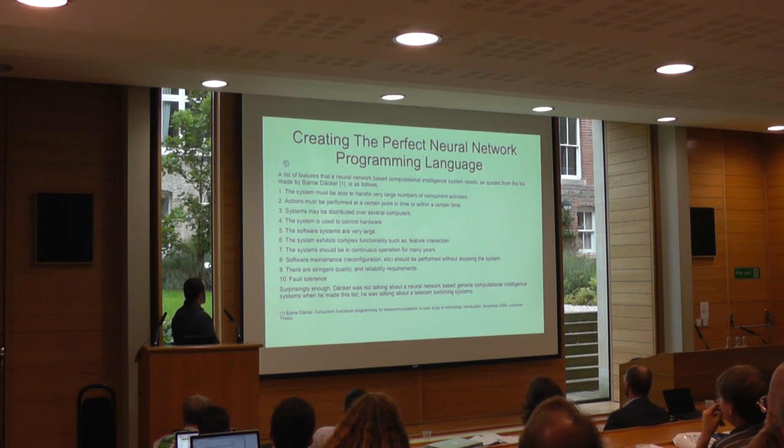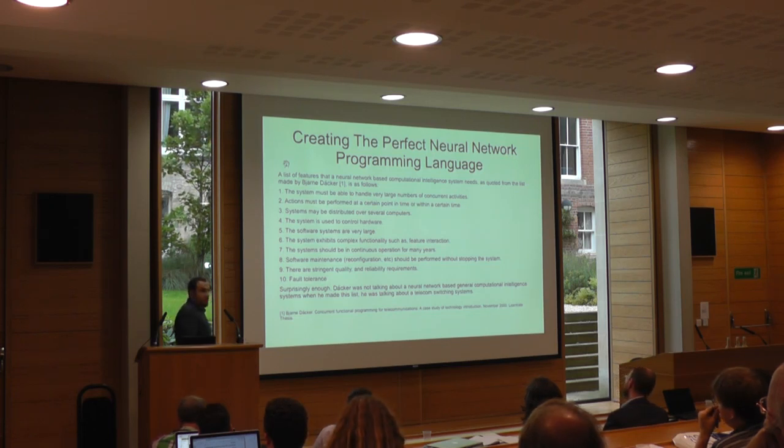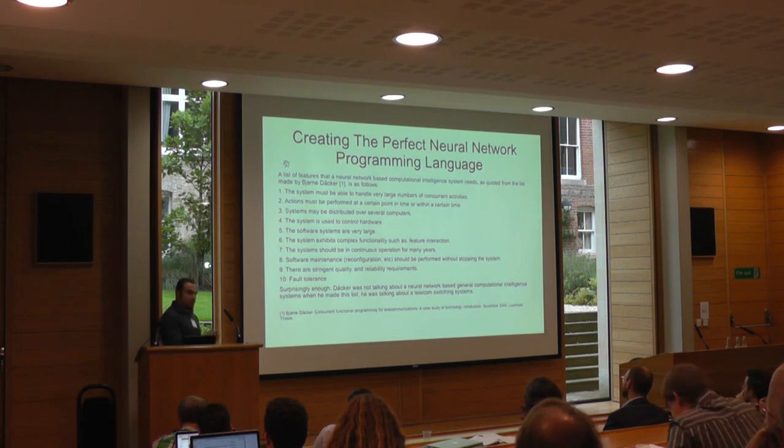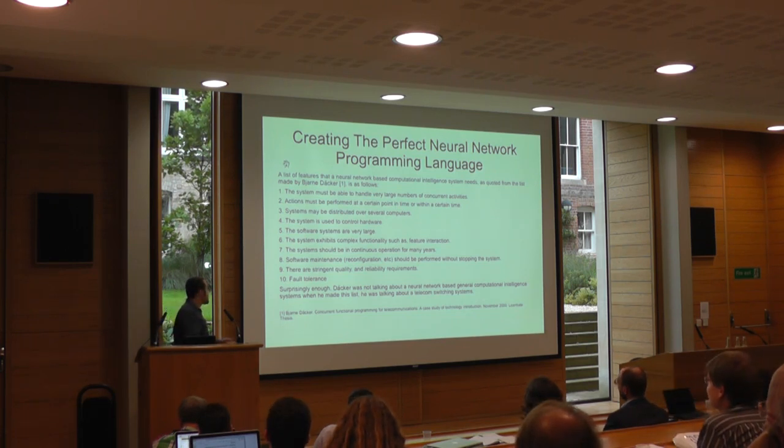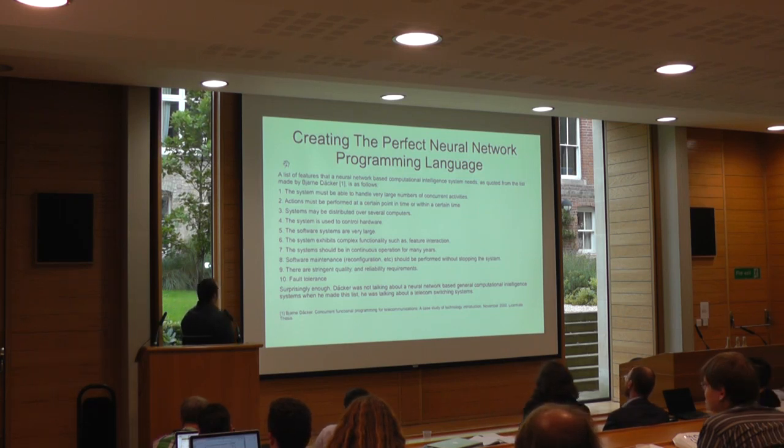The system must be able to handle a very large number of concurrent activities. Obviously, neurons are all concurrent. Actions must be performed at a certain point in time and within a certain time. Systems may be distributed over several computers, because we want these to be distributed not just over a number of cores or CPUs, but perhaps even globally or over multiple machines. And obviously, the brain is composed of 100 billion neurons with trillions of connections, so distribution is important.